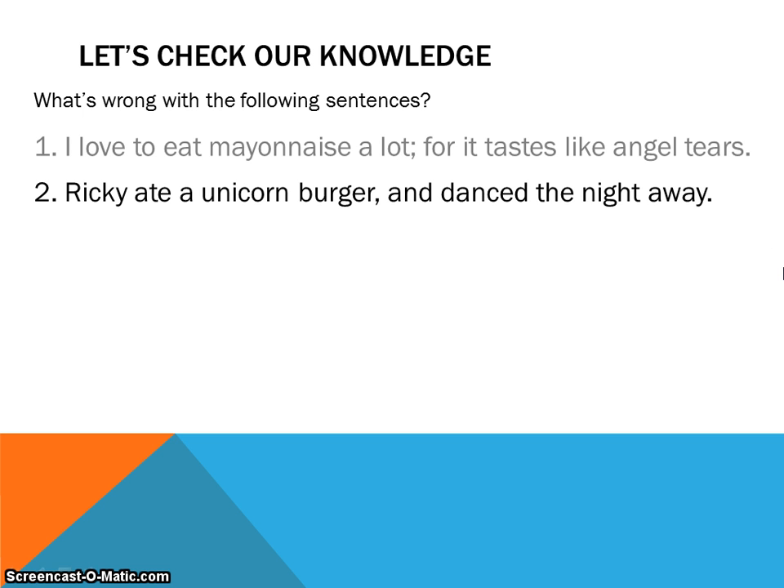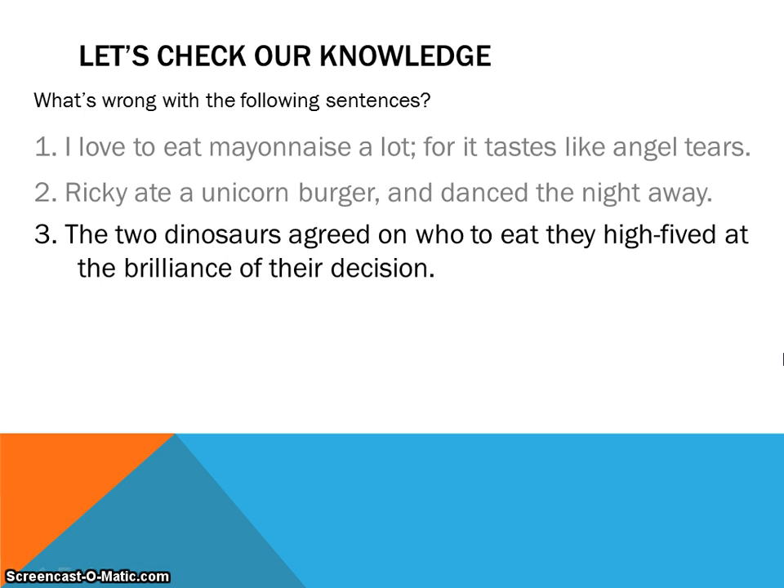Example number 2: Ricky ate a unicorn burger, and danced the night away. What is wrong with this sentence? The second half, or what's beyond the comma conjunction, has no new subject. So this is a simple sentence with a compound verb. Ricky ate and danced, so there should be no comma.